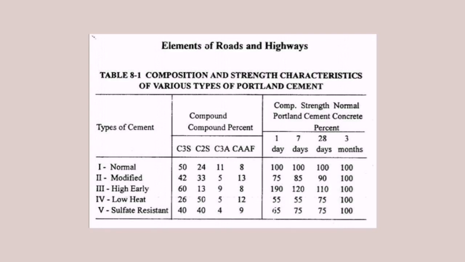So we have here the table composition and strength characteristics of various types of Portland cement. The first column contains the types of cement, the second column contains the compound percent, and the last column is the compound strength normal Portland cement concrete percent.